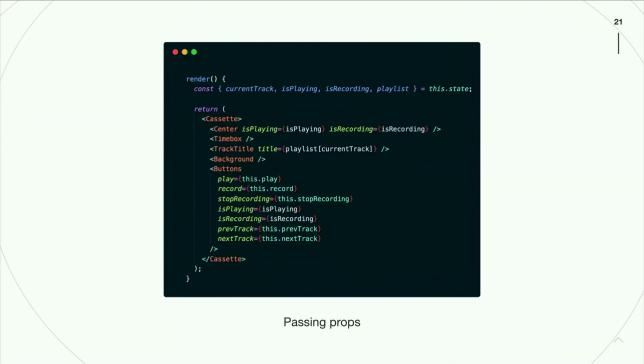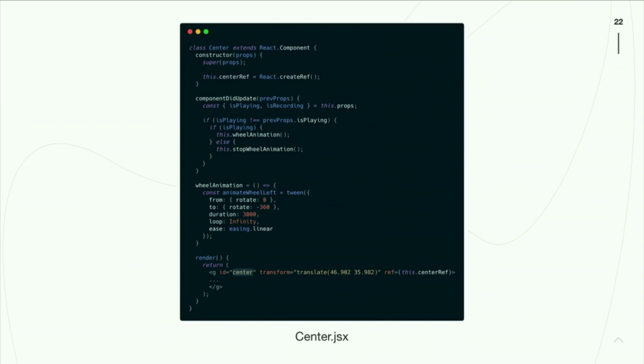This is an example of the cassette tape component, where I'm calling the small components of the SVG. So I'm calling the center component, where I'm passing two props. Basically, I'm passing the state if it's playing or if it's recording, the time box, track title, and the buttons. The buttons are receiving some event handlers, like the play, the record, stop recording, and some states, is playing, is recording, and another method, prev track and next track.